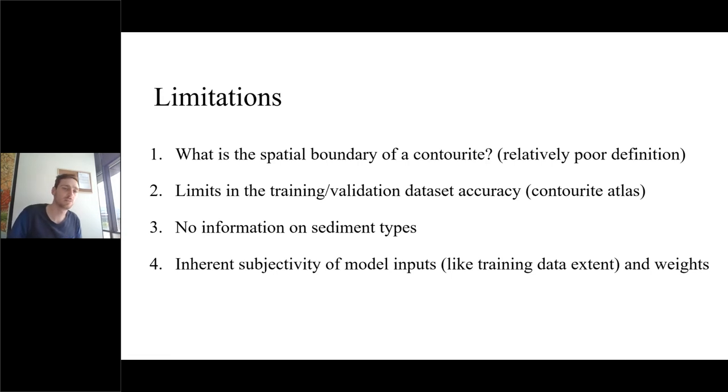Also, the Contourite Atlas may, of course, contain flaws. It's made over many different sonar and seismic studies, but it doesn't cover the whole world. And of course, some of it is largely interpretation, right?